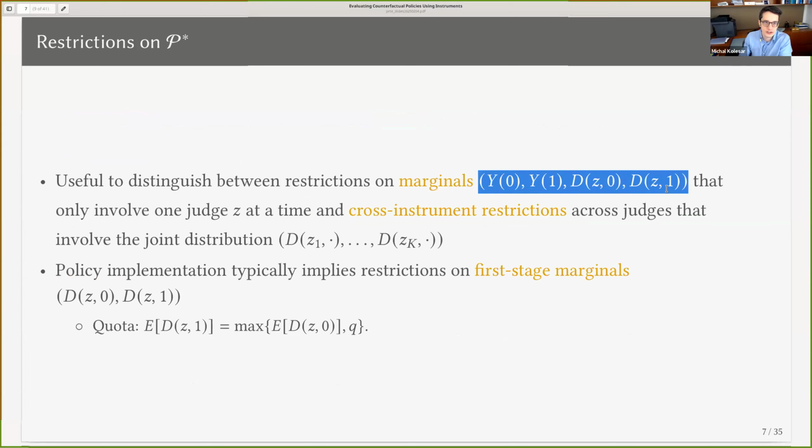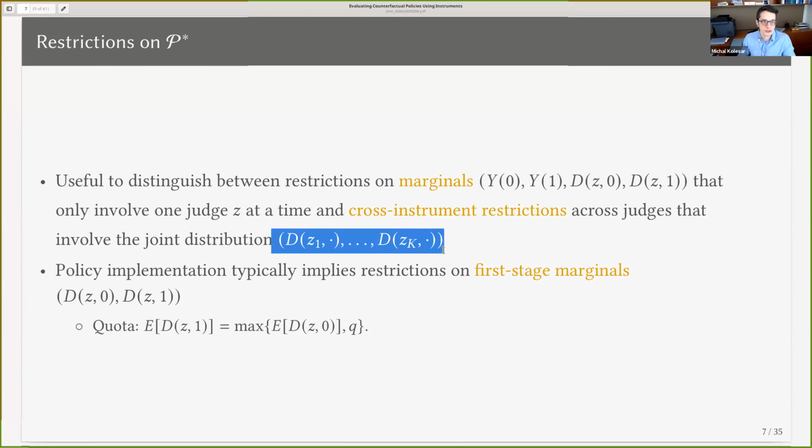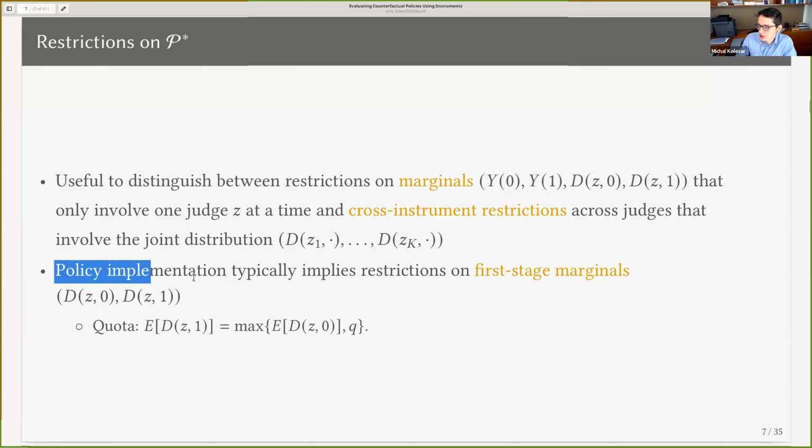So there are no cross-judge restrictions of the nature that say, well, if the most lenient judge releases the defendant, then also any of the less lenient judges would release them. Those types of restrictions I'm going to call cross-instrument restrictions, because they involve the joint distribution of all the potential treatment assignments. So for example, policy implementation details will typically imply restrictions on the first stage marginals. For example, a quota would say that the average release rate of each judge under the counterfactual must be at least 20% or something like that. But that doesn't involve restrictions on the joint distribution.